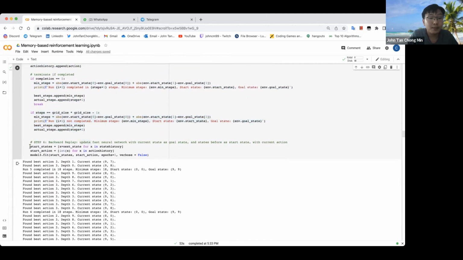The last step is the backward replay, basically the existing states replay. This one uses the current state as the goal state, which is the state you are at, with all the previous state histories as your start states, and the action history will be your action. So we train the model like that. These details are the same as the slides.